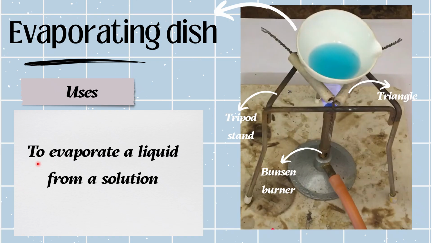So the exact use is to separate a solid from a solution. And also, suppose there is no solid that remains and you just want to concentrate the liquid, that is, you just want to remove the water, then you can also use an evaporating dish. When you heat it, most of the water vapors will come out and you will end up with a concentrated solution.